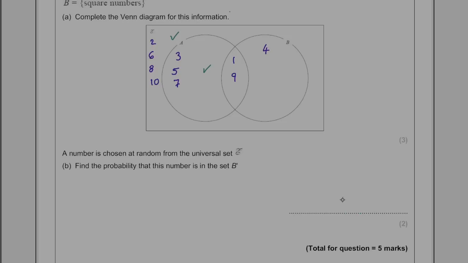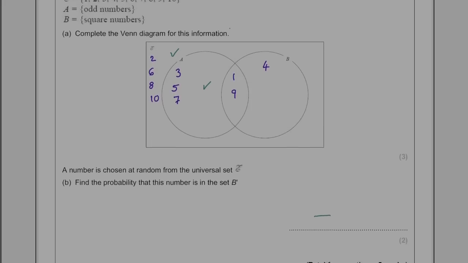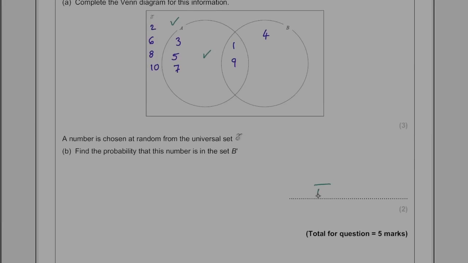Oh, so I'm listing them, which I don't need to do. It asks for the probability. So the probability is out of the 10. Let me just check. Have we got 10 numbers? We have, yeah. So out of the 10 numbers, we've got 1, 2, 3, 4, 5, 6, 7. So it's going to be 7 out of 10.